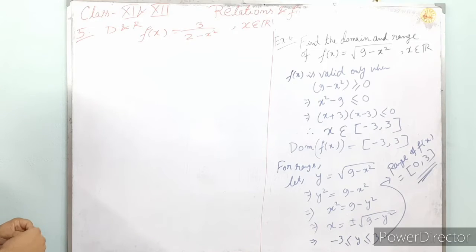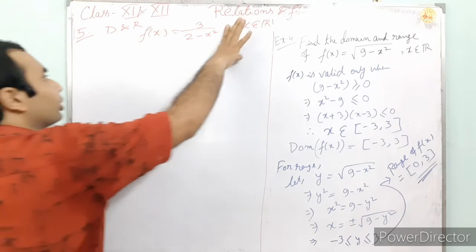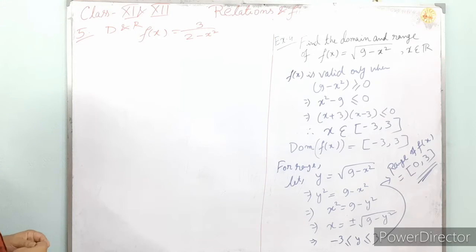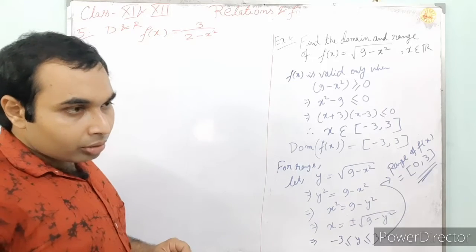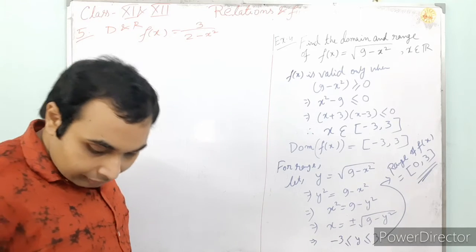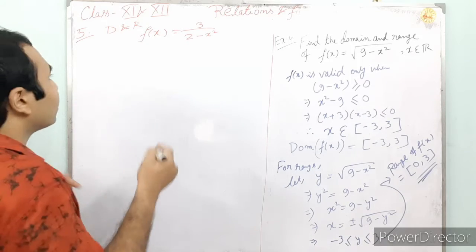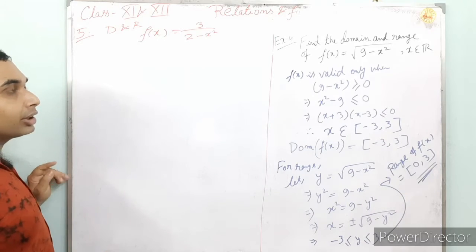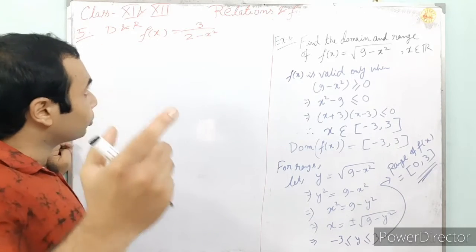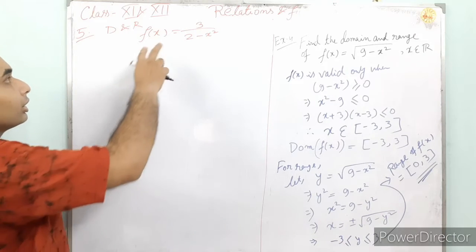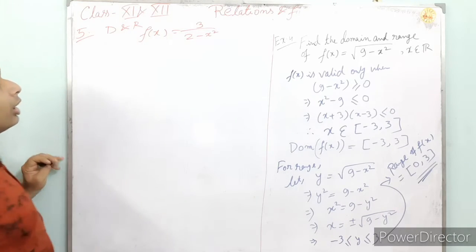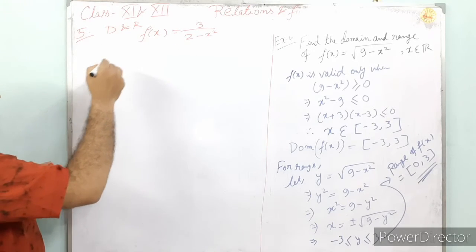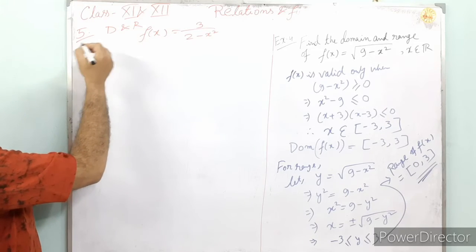Domain and range of f(x) equals 3 by 2 minus x square. Mind it, we are talking about real functions. So first of all, domain. Domain means we have to take the inputs, but one condition is there. We have to take the inputs in such a way that f(x) will not be invalid. This should be valid.